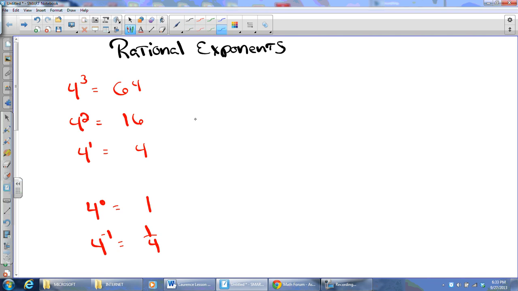Now, this is brand new stuff. To be honest with you, I've never taught this to algebra students. The standards have changed, but I think you guys are smart enough to handle it. We're going to take what we know and then we're going to apply it to something new. And it's really not that bad after all.